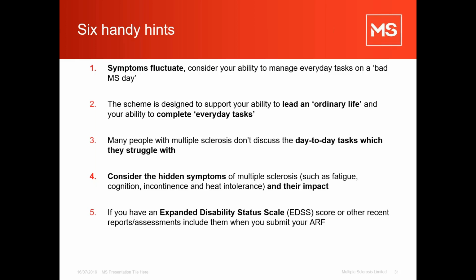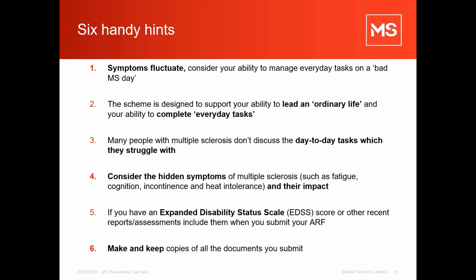If you've got an Expanded Disability Status Scale score that's been completed, or other reports or assessments, as I said earlier in the webinar, it's a really good idea to include them when you submit your ARF. If you do have an EDSS and it's not high, I would not include it. The EDSS score is very limited. It's mostly limited just to people's level of mobility. It doesn't score you on anything like fatigue or continence or cognition. So I would only ever attach the EDSS score if it was quite a high one. Otherwise, it's just going to make it more difficult for them to make a good decision, because it's just not measuring all the things that people living with MS have to experience.